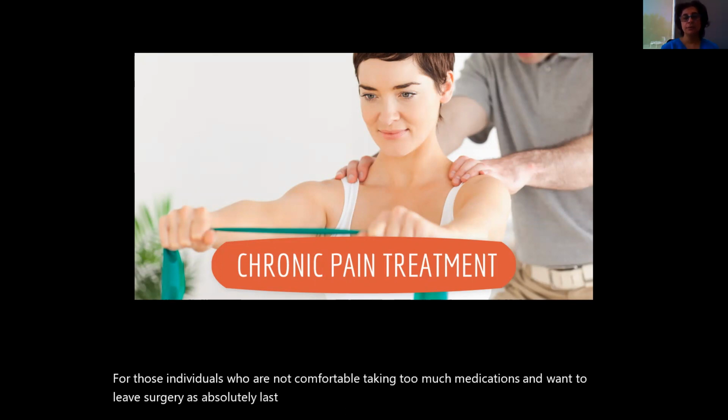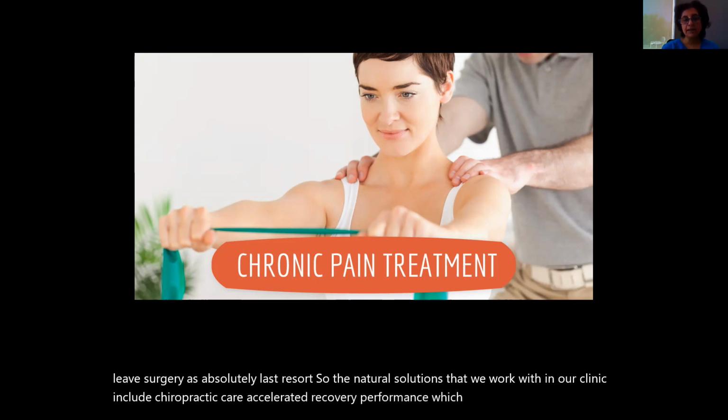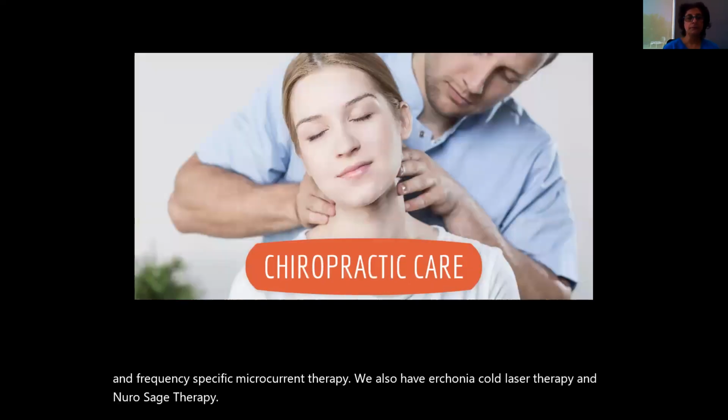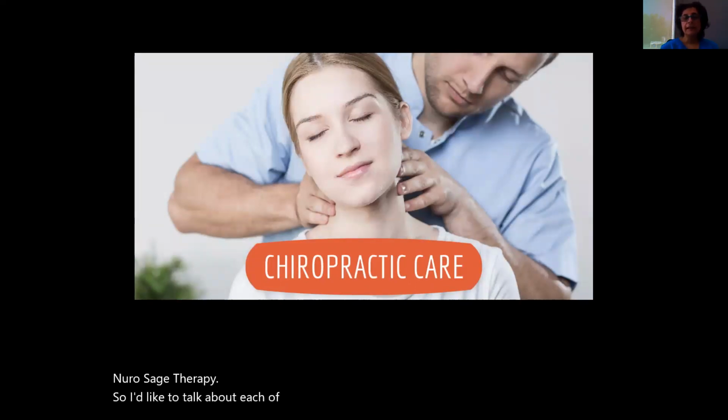So the natural solutions that we work with in our clinic include chiropractic care, accelerated recovery performance, which is ARP-wave technology, and frequency-specific microcurrent therapy. We also have Erchonia Cold Laser therapy and Neurosage therapy. So I'd like to talk about each of these individually.